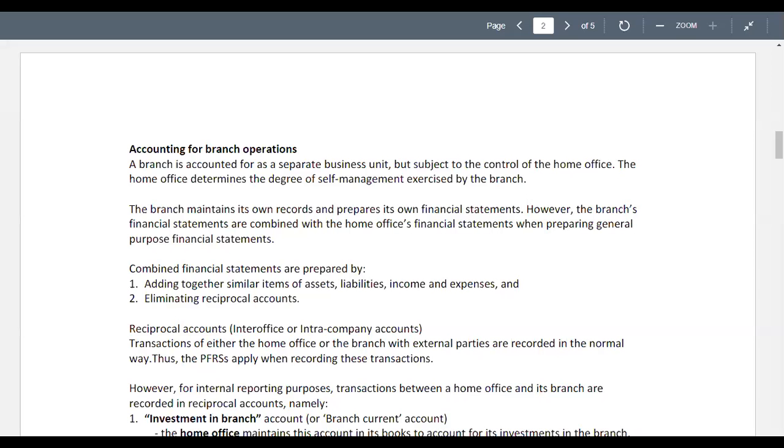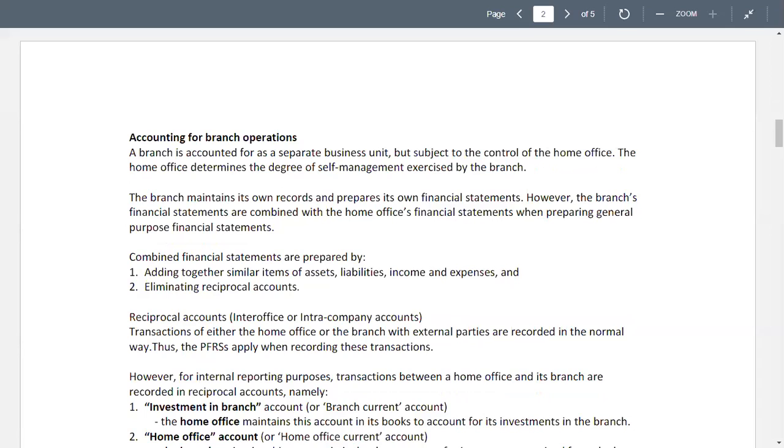Let's continue now. Combined financial statements are prepared by adding together similar items of assets, liabilities, income, and expenses, and eliminating reciprocal accounts. For reciprocal accounts, we have the inter-office or intra-company accounts, and transactions of either the home office or the branch with external parties are recorded in the normal way. Thus, the PFRS applies when recording these transactions.